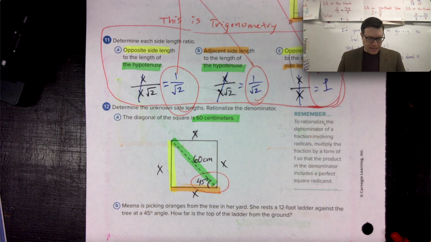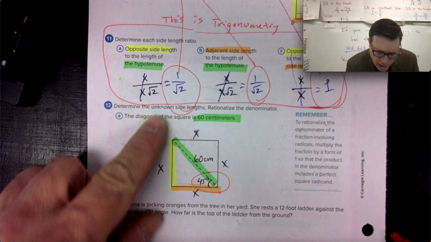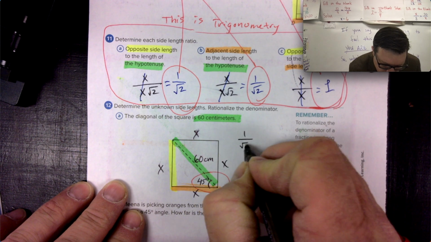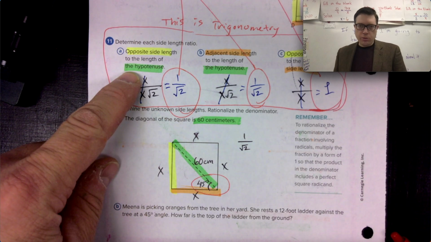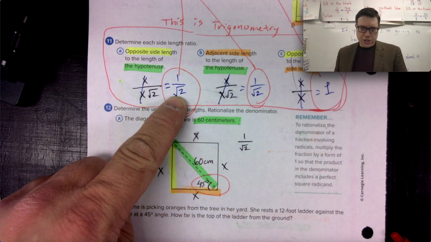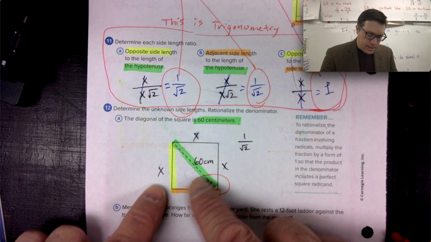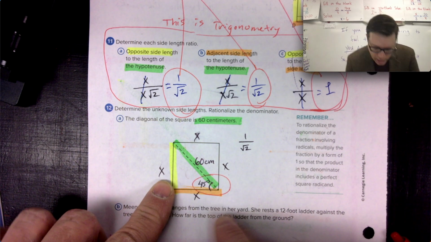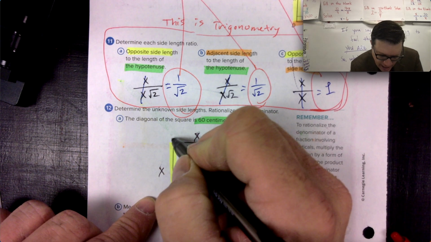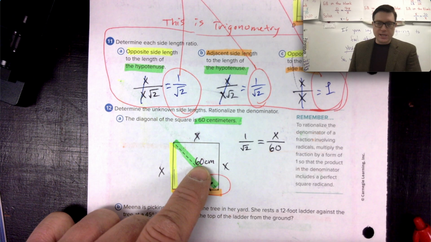Determine the unknown side lengths. We have this fraction up here, the fraction of 1 over the square root of 2. If yellow to green is this fraction, then we can take the yellow and the green of this triangle and write it as x over the square root of 60.